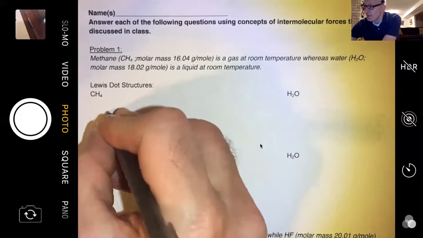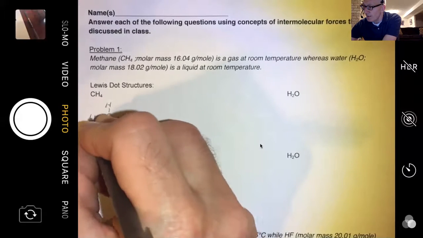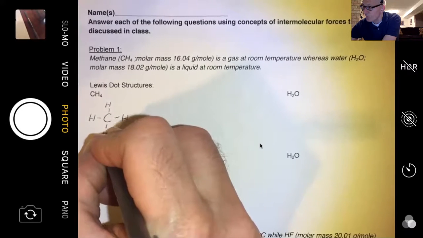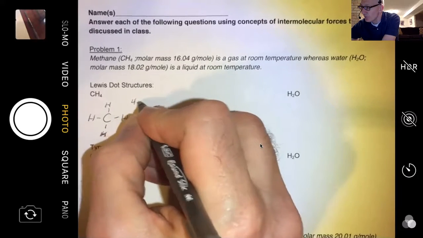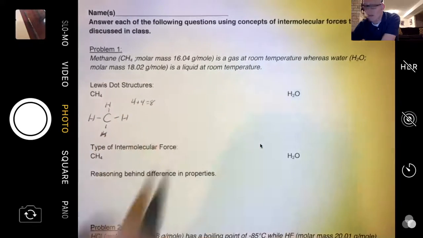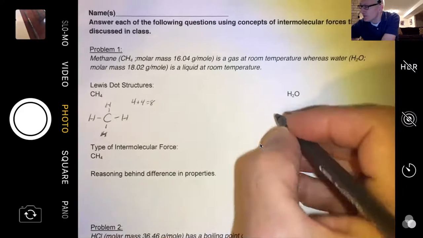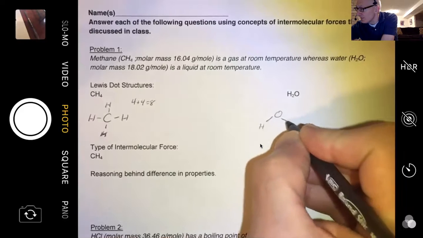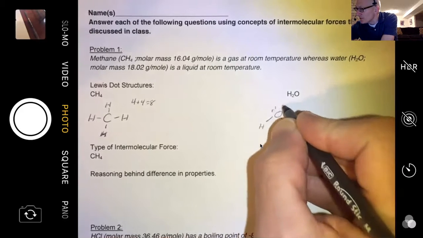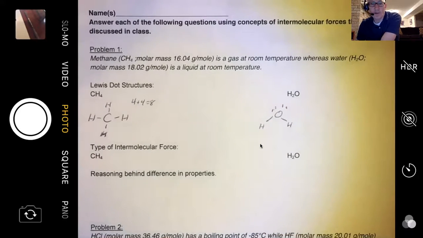So we've got CH4, and we know carbon has 4 valence electrons, and 4 hydrogens. That brings a total of 8 to the picture, and I've got 8 drawn. H2O, at this point, we should know the drawing for this, and I'll go ahead and give it its bent shape because it's got 2 bonded atoms and 2 lone pairs.